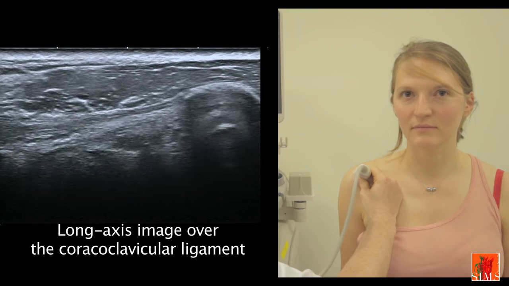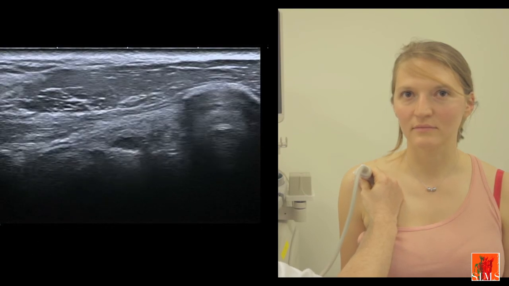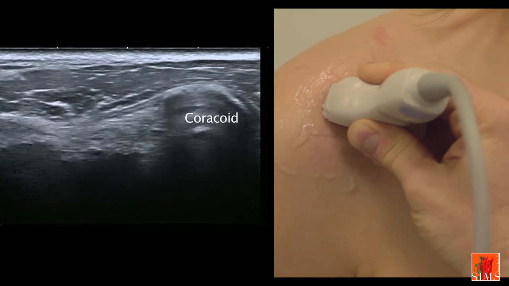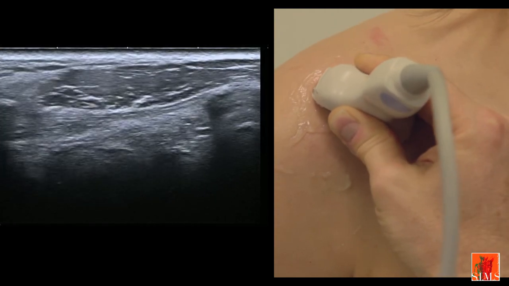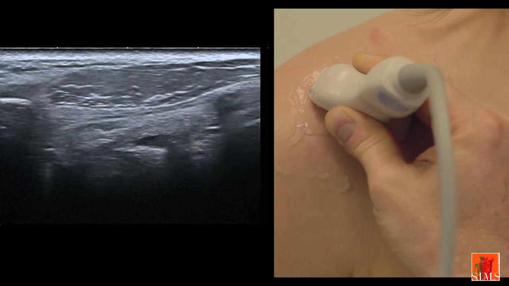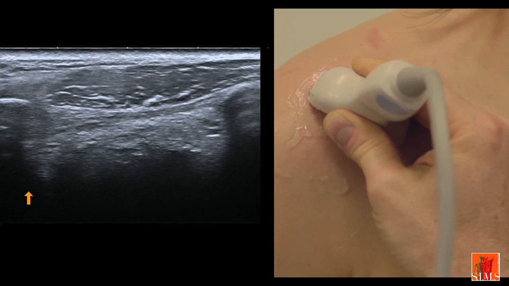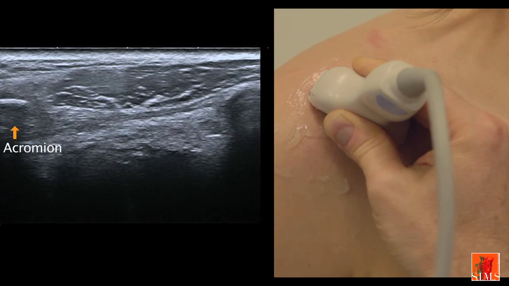Let's complete the exploration of the anterior-superior region by evidencing the acromiocoracoid ligament. That ligament extends from the tip of the coracoid, and by directing our transducer a little, we succeed in extending it fully from the tip of the coracoid here to the anterior body of the acromion.